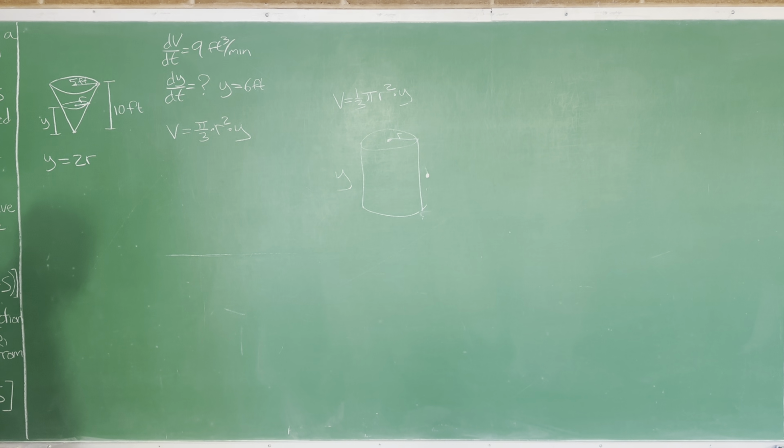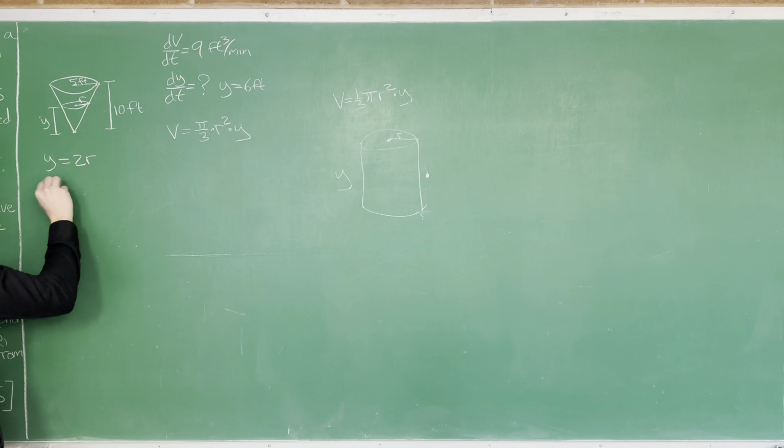You with me? Good. Or in other words, r is equal to y halves. Whichever way we want to write it, doesn't matter. Here's my volume. I've got to relate v to y. These are the two rates of change I'm trying to relate to each other. So volume is some function in terms of y. I've got to get rid of that r and somehow express it in terms of y. Here's how I'm going to do that.